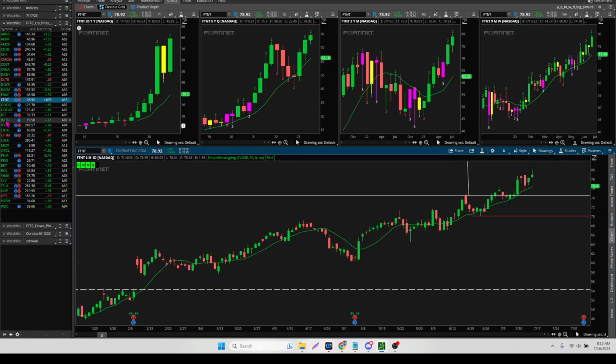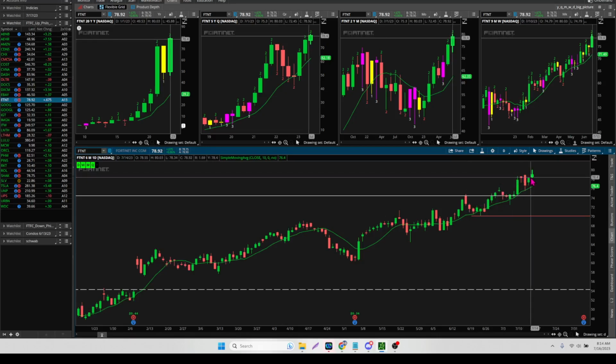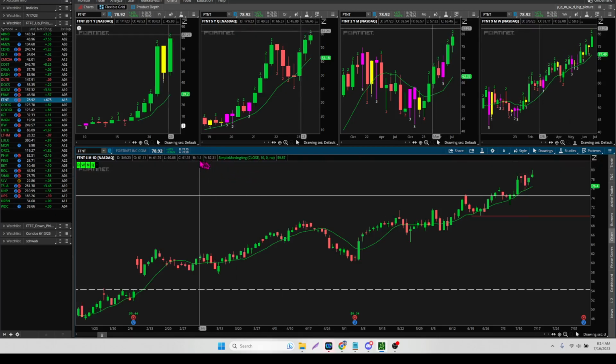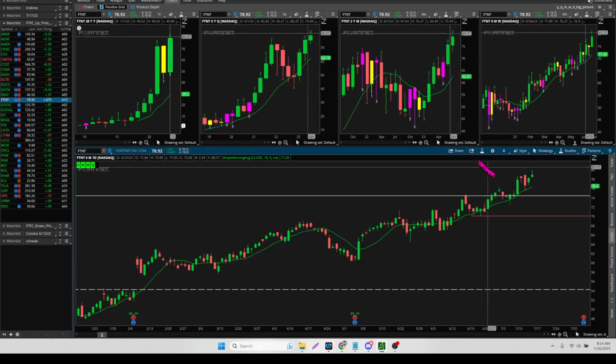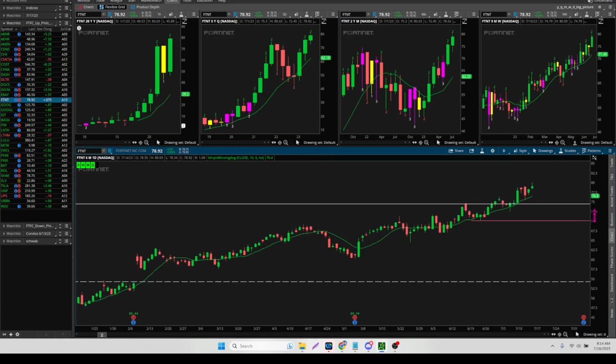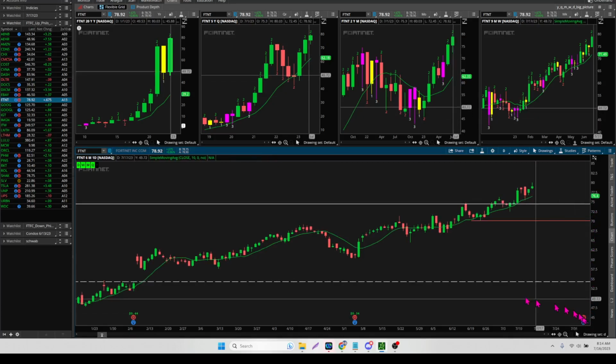FTNT, 2 up in force for the year, 2 up in force for the quarter, for the month, and for the week. And on the daily, you can see where we got triggered into this trade. You would have been triggered in right here at this 78.40 level, like this one. Fortinet, as you know, is right in my wheelhouse. I'm an IT guy, and in my opinion, they make a great product, so I'm not too shocked by this move. And we have earnings coming up on the 3rd here.